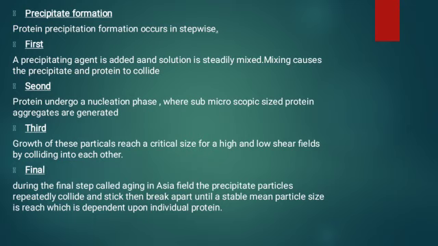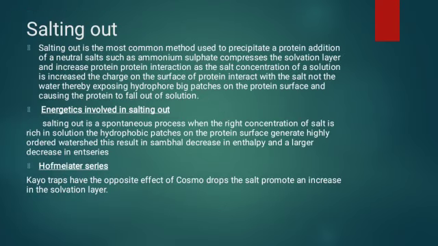During the final step, called aging in a shear field, the precipitate particles repeatedly collide and stick, then break apart until a stable mean particle size is reached, which is dependent upon the individual protein. Salting out. Salting out is the most common method used to precipitate a protein. Addition of a neutral salt such as ammonium sulfate compresses the solvation layer and increases protein interaction.